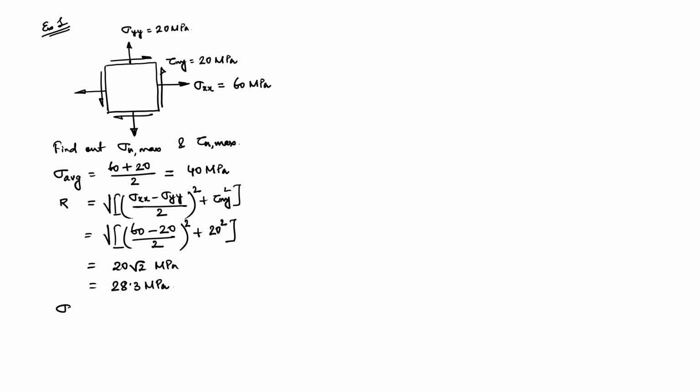Okay, so, what is the principal stress sigma n max? This is sigma average plus radius R. We can also find out the minimum; if this is minimum, there will be a negative sign here. So, our sigma average is 40 plus minus 28.3, and if you work it out, it will be 68.3 as the maximum value and 11.7 as the minimum value.